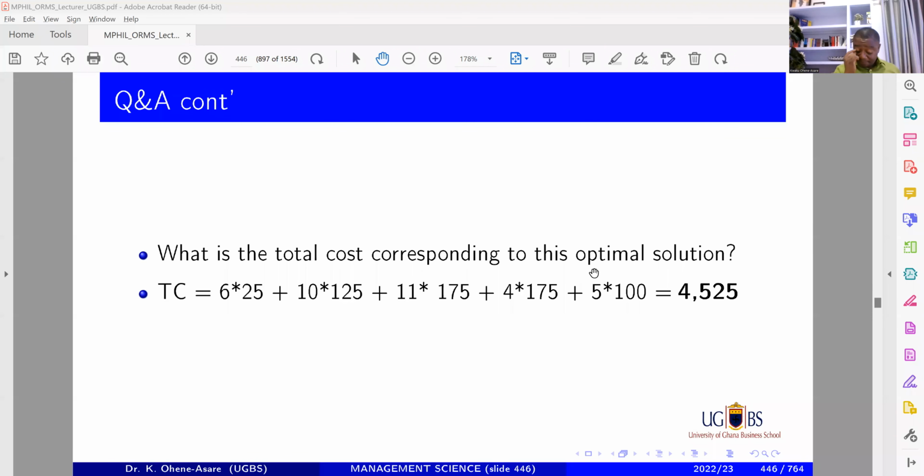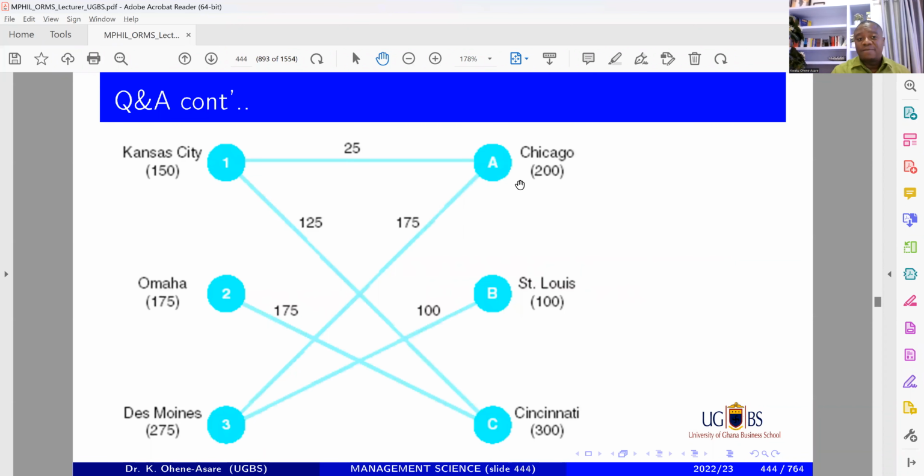Yes, sir. Please. The redrawn one, I didn't see the direction of the arrows. Don't worry. Even though they are not there, you will bring them there yourself when you are doing it. Okay.